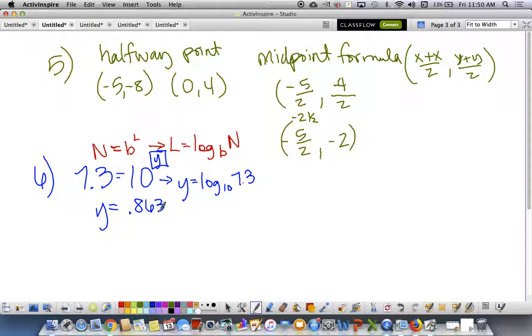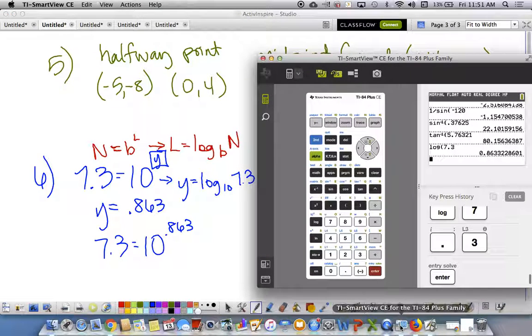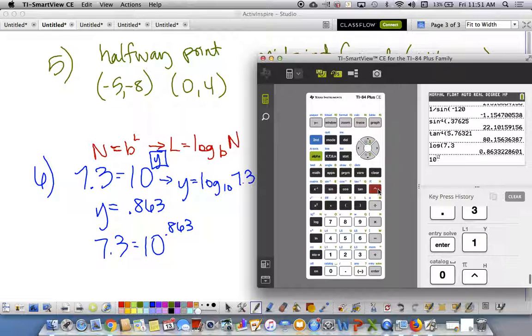So 7.3 is a power. We've solved for the y, so 7.3 really is 10 raised to this decimal number. So try that in your calculator. If I say 10 raised to this decimal 0.863, is that 7.3? Yes. So when it says write 7.3 as a power of a base 10, 10 is my base.